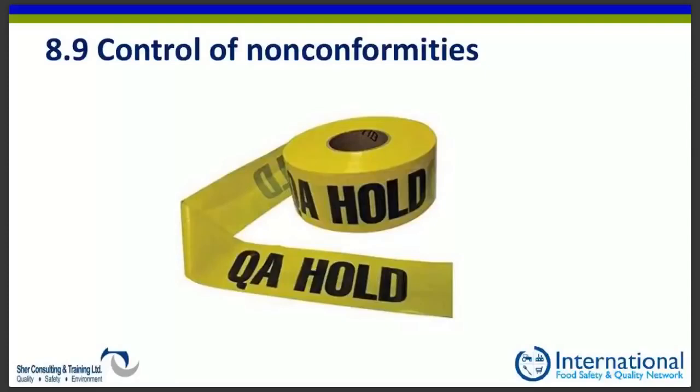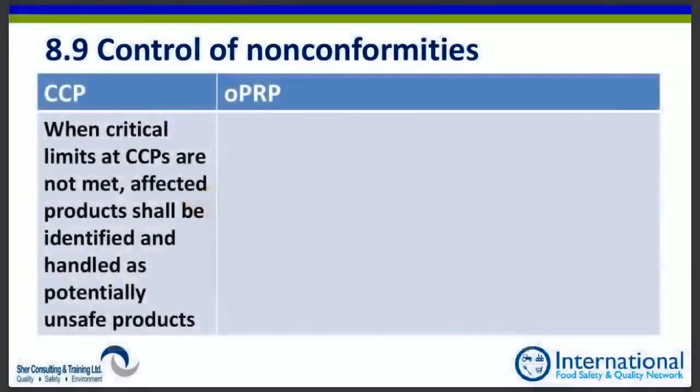Control of nonconformities. 8.9. Here is one of the places where I do not like the difference between CCPs and OPRPs, and I wish they hadn't written this. But it's in the standard, so I'm going to talk about it. CCP says when critical limits at CCPs are not met, affected products shall be identified and handled as potentially unsafe products. Simple, straightforward, true, always has been, always will be.